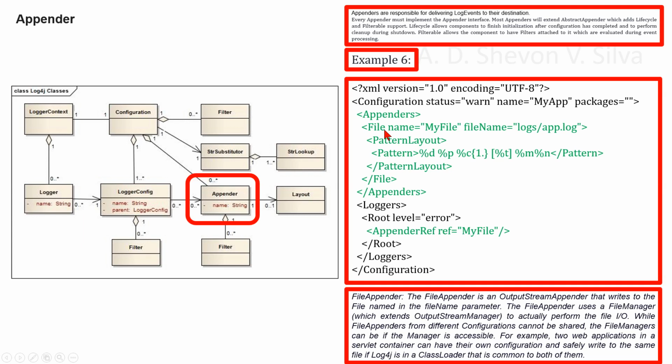While FileAppenders from different configurations cannot be shared, the FileManagers can be if the manager is accessible. For example, two web applications in a servlet container can have their own configuration and safely write to the same file if Log4j is in a class loader that is common to both of them.